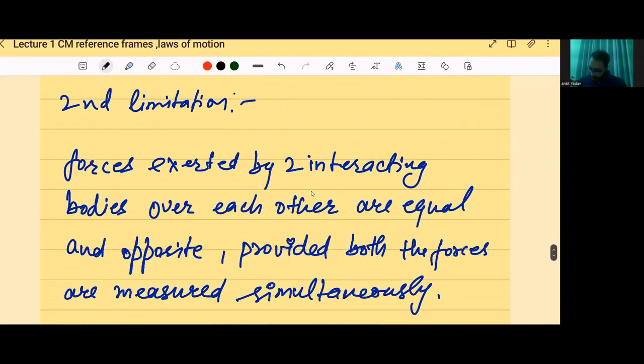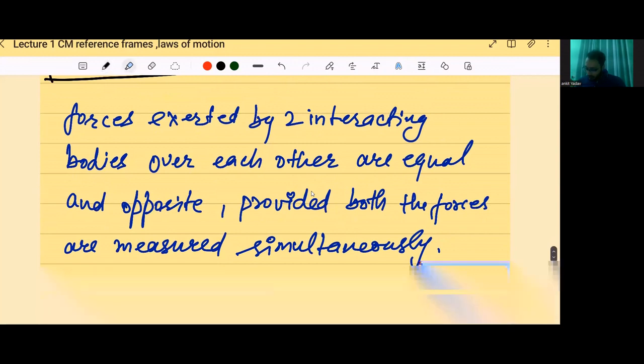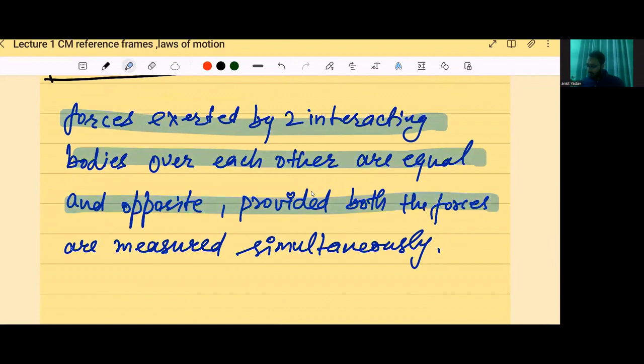Second limitation: the forces exerted by two interacting bodies over each other are equal and opposite provided both the forces are measured simultaneously. On both interacting bodies, the forces must be measured simultaneously. That is the necessary condition. The forces exerted by two interacting bodies over each other are equal and opposite provided both the forces are measured simultaneously.